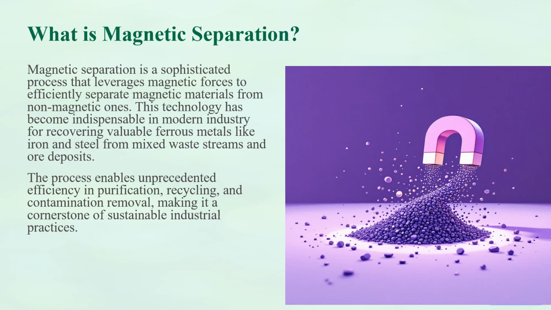Now, what is magnetic separation? As I told you, it is nothing but using magnetic forces to separate the metals. The metals which get attracted towards the magnet will stick to it, and we can separate it from the non-magnetic material and also all other impurities which we don't need during the separation process. Mainly this is used in modern industries for the recovery of ferrous metals like iron and steel, because iron and steel are magnetic materials.